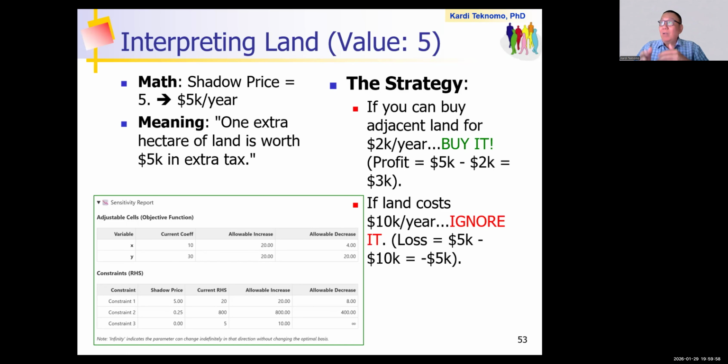But if they want 10,000, will you take it? No. You walk away. The math proves this is a bad deal. So I hope you understand. By knowing the shadow price, you know the decision to buy or not buy for the land. Is this clear or not? Any question?